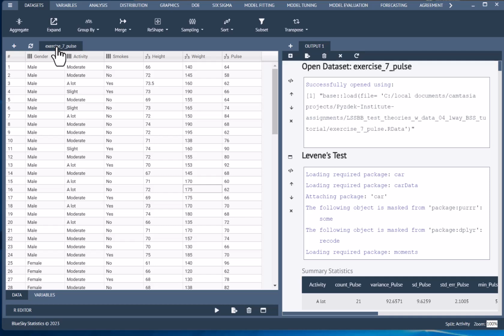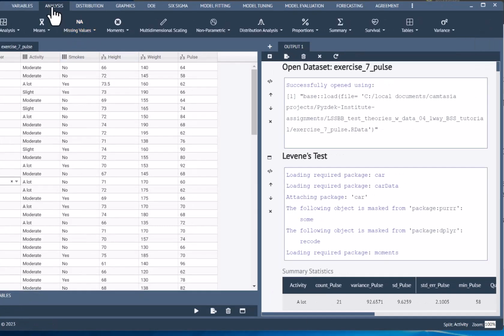We've loaded our data from the spreadsheet, and we have a number of different variables: gender, activity level, smoke or no smoke, height, weight, and pulse. We want to analyze pulse and would like to analyze it for activity levels. So is the pulse rate between people who have moderate exercise, a lot of activity, or slight activity, does it differ?